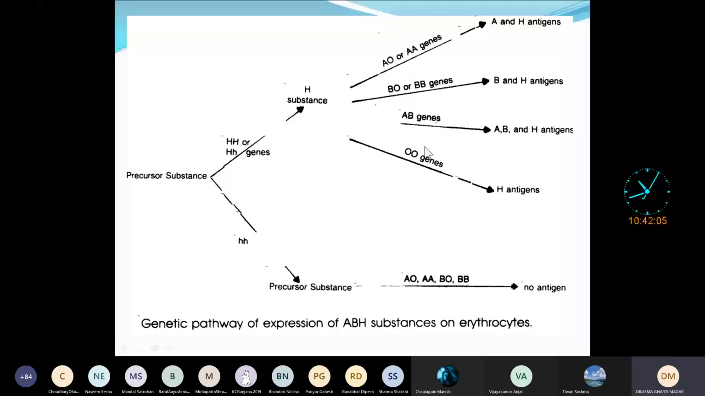So here we are talking about the dominant one. Capital H means the dominant gene. Now in case of the recessive one, small hh, the below arrow, there will be no formation of the H substance, understood here? So there will be no A. The A blood group is also not there, AO is also not there, AA is also not there, BO is also not there, and BB is also not there. So there will be no antigen. It means that it will be forming the Bombay blood group, understood here? When there is no H substance, it is known as the Bombay blood group.